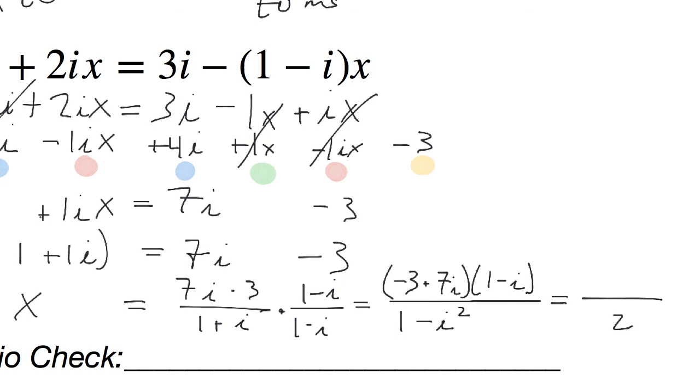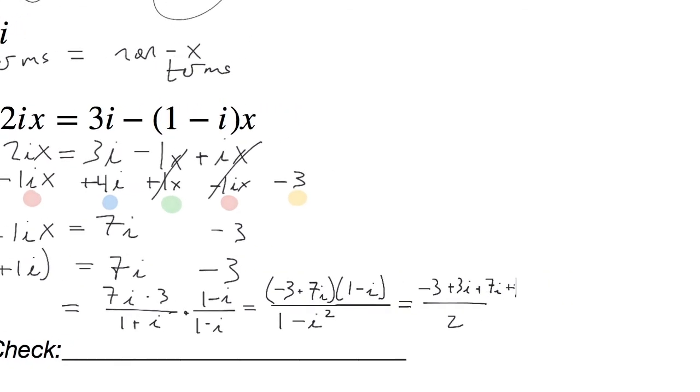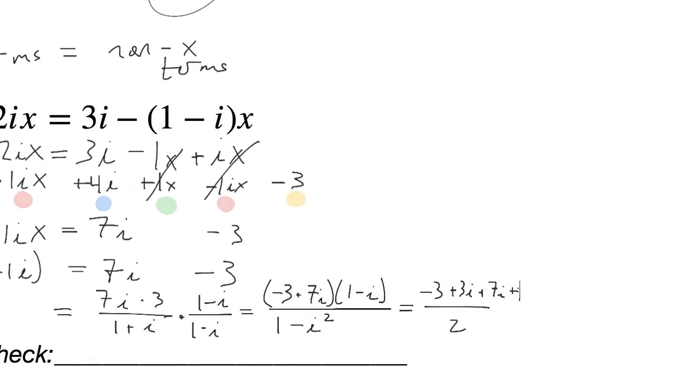First term would be negative 3. Outside term would be plus 3i. Inside term would be plus 7i. And last term would be minus 7i squared, which is the same thing as plus 7.